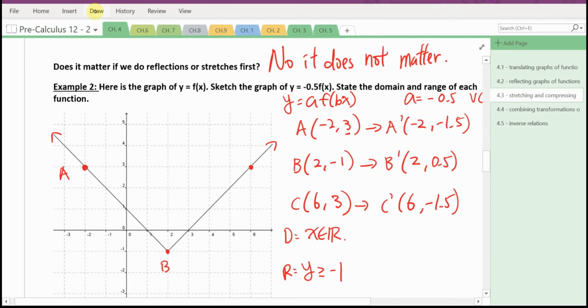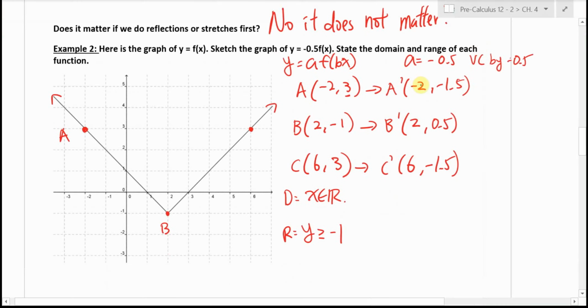Now I will use a different color. Okay, now let's plot these points. Negative 2 and negative 1.5 will be somewhere here. 2 comma 0.5 is here. 6 and negative 1.5 will be here. So the graph looks like this.